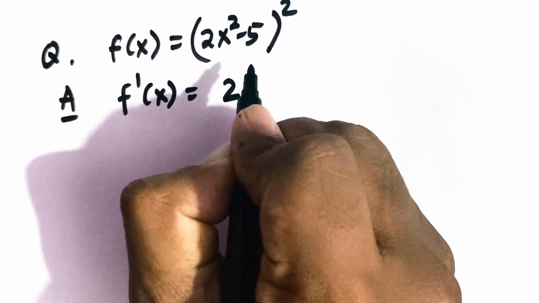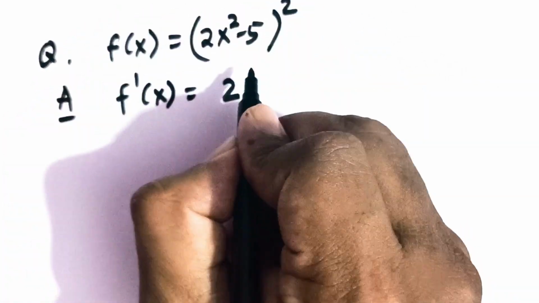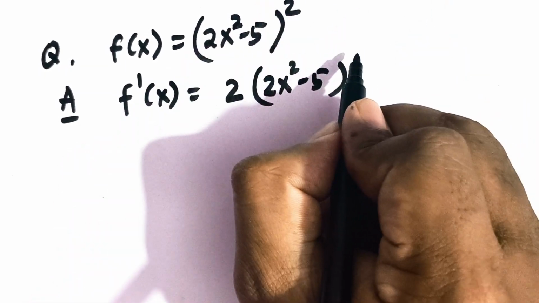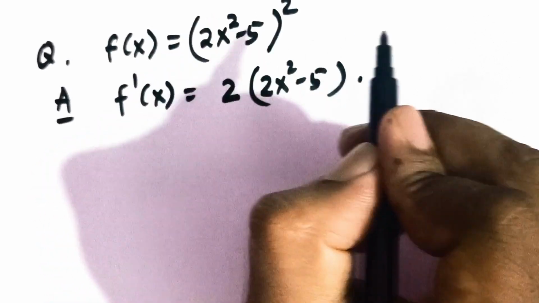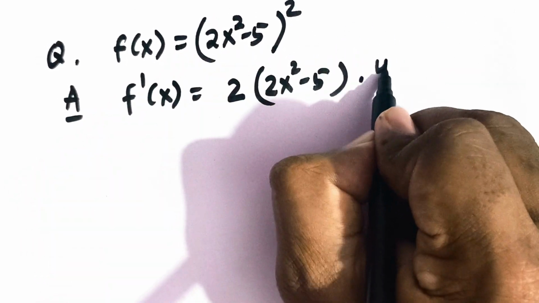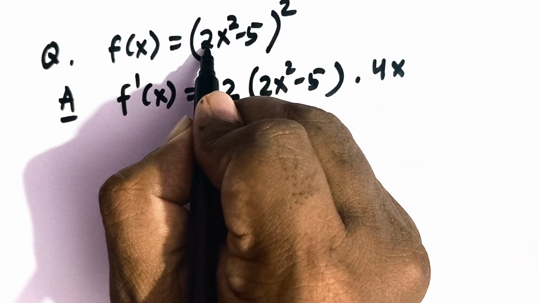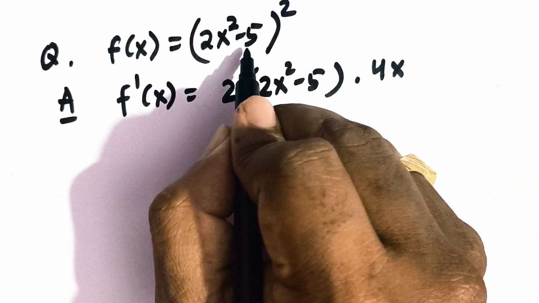The 2 comes out, the outer function is a square, so 2 times (2x² − 5) to the power 2 minus 1, which is 1. Then the derivative of the inner part, 2x² − 5, is 4x: the derivative of 2x², 2 comes out, 2 times 2 is 4, x to the power 2 minus 1 which is 1, and the derivative of minus 5 is 0.